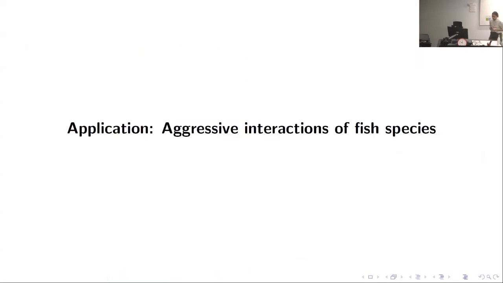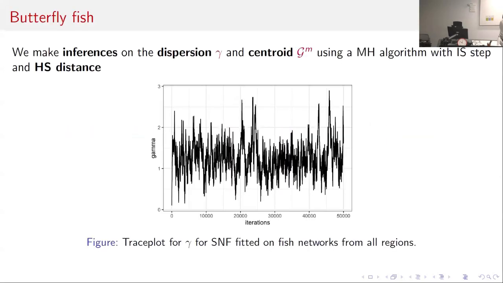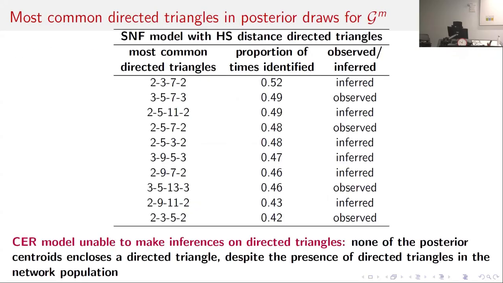With respect to the application, we have implemented this SNF model with the Hamming distance and using the importance sampling step. This is just the pairs plot for the dispersion parameter. We also looked into the posterior draws for the mean network, where we have inferences on the mean network. We identify the most common directed cycles present in these, the proportion of times identified, and whether they are observed or inferred.